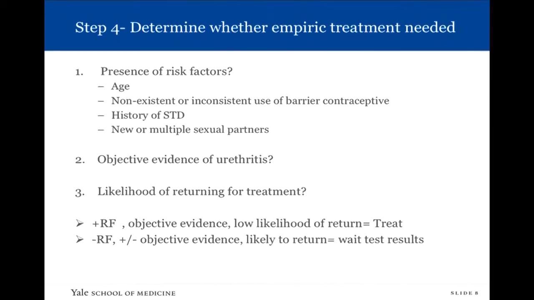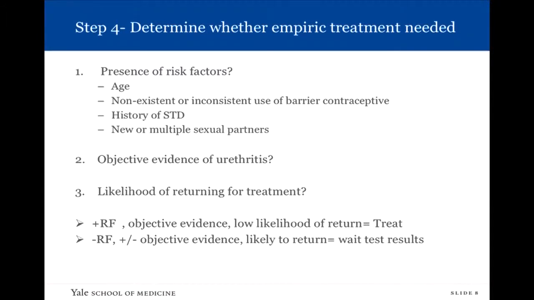The 4th step is to determine whether or not you think you need to treat somebody empirically while you're waiting for their test results to come back. So this is really taking together whether or not they had risk factors that I alluded to before. The 4 risk factors that would predict whether or not somebody's going to test positive for a bacterial STI are young age, inconsistent or non-existent use of a barrier contraceptive, a history of an STD, or new or multiple sex partners, defined as within the last 60 days.